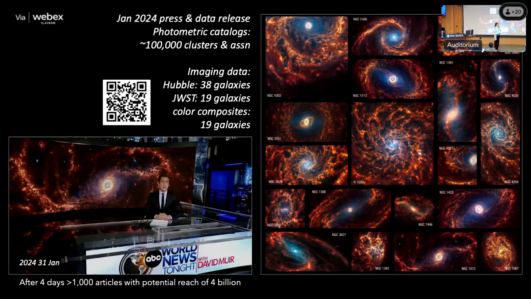And I think interacting with the public over the last year and a half has taught me a lot about this and why we need Habitable Worlds Observatory. At the beginning of last year, we did a press and data release for our inventory of 100,000 clusters and associations. And we also provided all the data and these beautiful images created by our very, very talented graphic artists at OPO, our Office of Public Outreach.